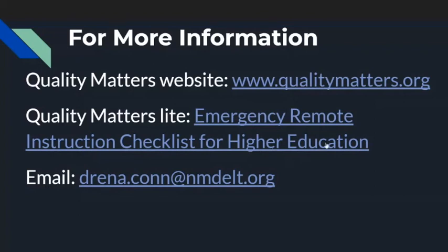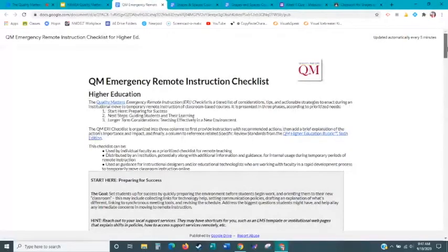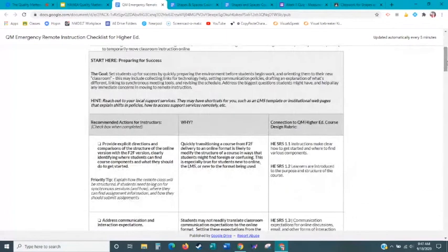And we have a link to the emergency remote instruction checklist. It has just a very quick checklist that you could utilize for your classes. And I am a certified Quality Matters reviewer. So if you're interested in that really deep process, feel free to reach out to me and I can get you more information about how to actually certify your classes.